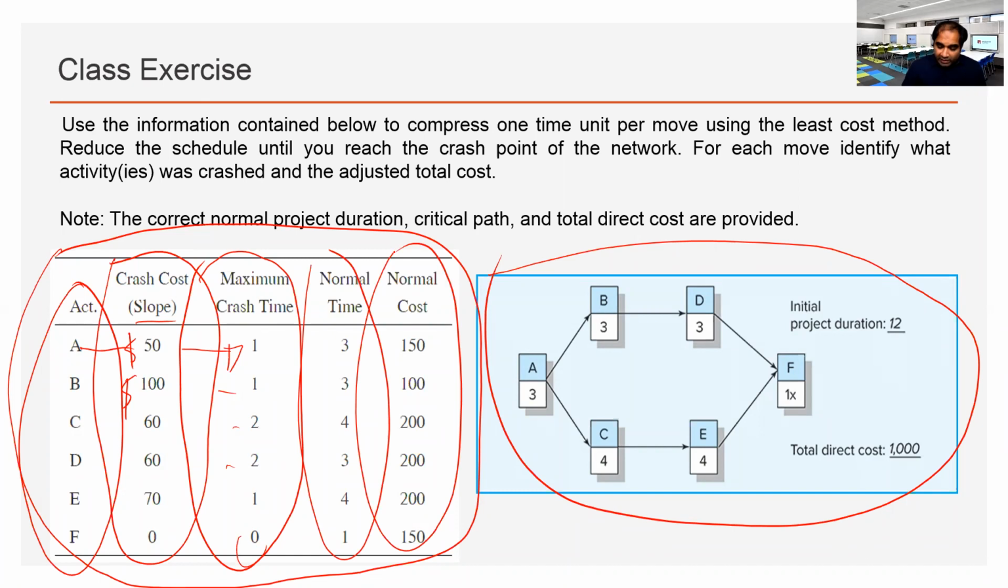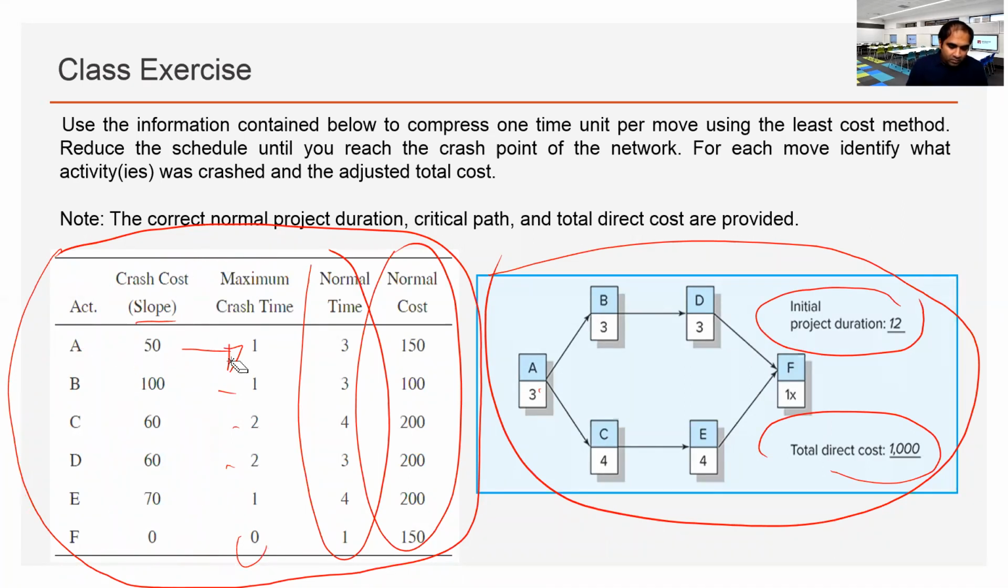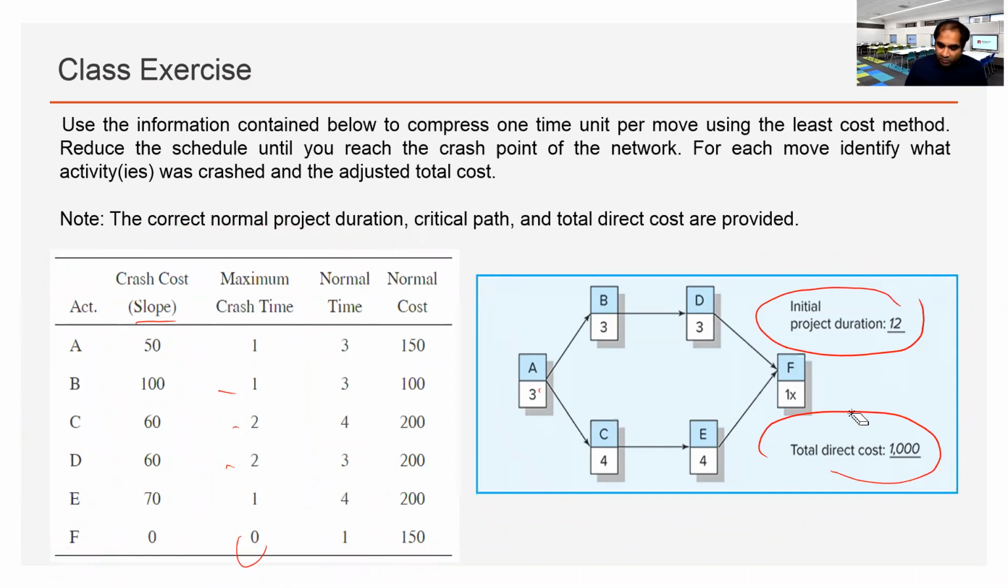All right. We also have the project network diagram given. Total initial project duration is 12 days and total direct cost is 1,000. So we have everything we need to start working on this, right? We need to find the optimum point, the optimum cost for this project. So now, if you look here, which one will be the first activity that we can crash?